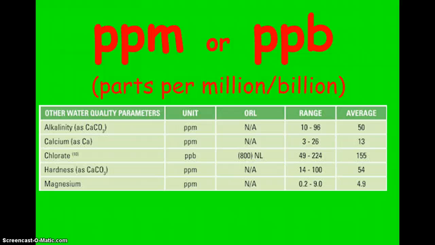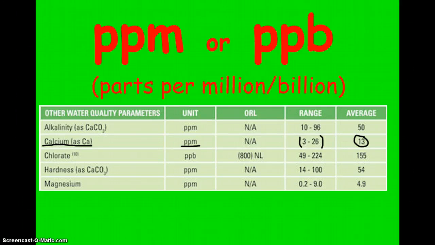So here we see, for example, calcium. In this test of water, calcium is going to be expressed in parts per million. There's an acceptable range to be found, and the score here of 13 means that for every million water molecules, they found 13 calcium ions present.